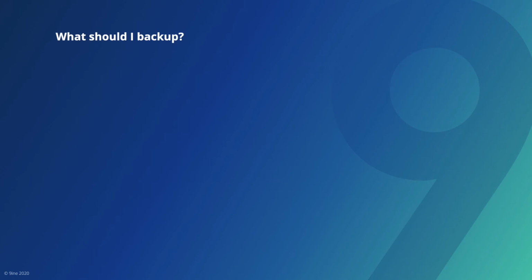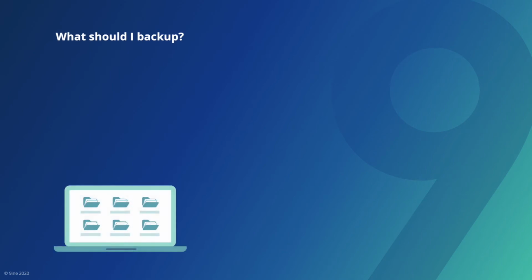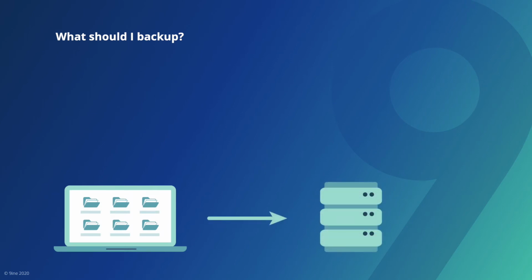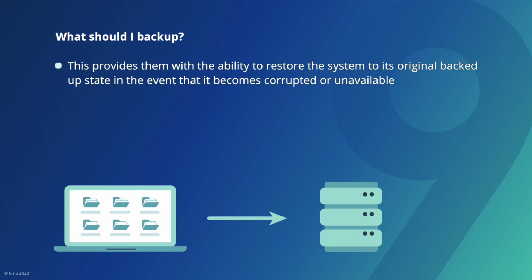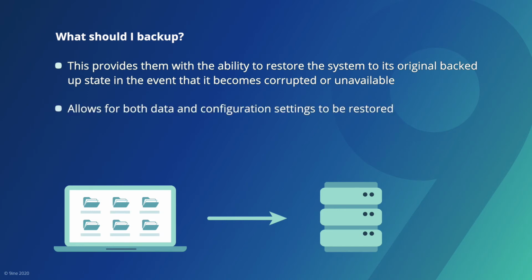When conducting backups, it is important to know what data should be regularly backed up. Files and folders that are stored on servers or user devices should be backed up regularly as they change often. Administrators should also complete backups of system states for servers regularly. This provides them with the ability to restore the system to its original backed up state in the event that it becomes corrupted or unavailable, allowing for both data and configuration settings to be restored to a known working state.